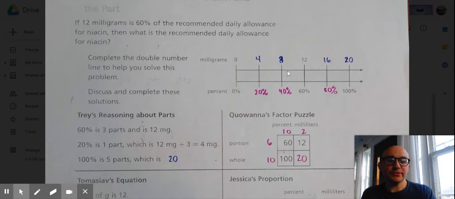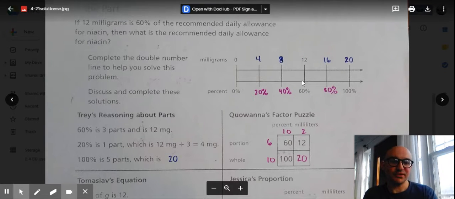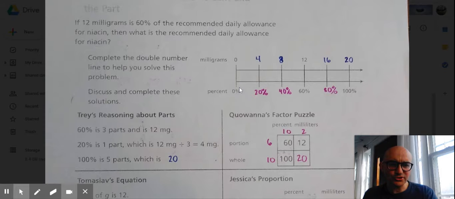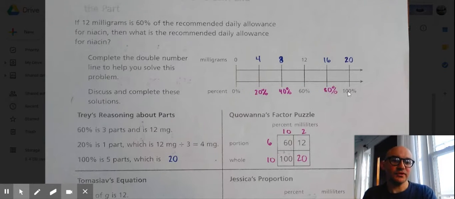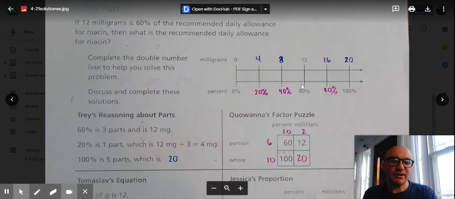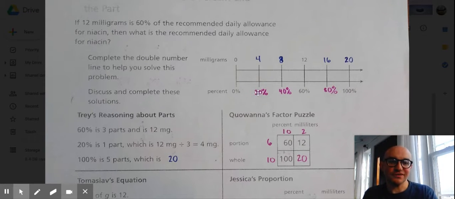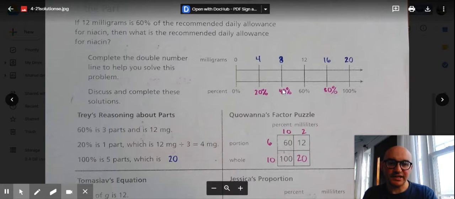So what we'll do here, we've been given 60% is 12 milligrams, just taken right out of the problem there. What I did first anyway is I looked at the percent line and I said 0 to 100, and there are 1, 2, 3, 4, 5 marks, and they're all equally spaced. Divide 100 by 5, it equals 20, so each of these marks is 20%. So 20, 40, 60, 80, and 100, just like that.